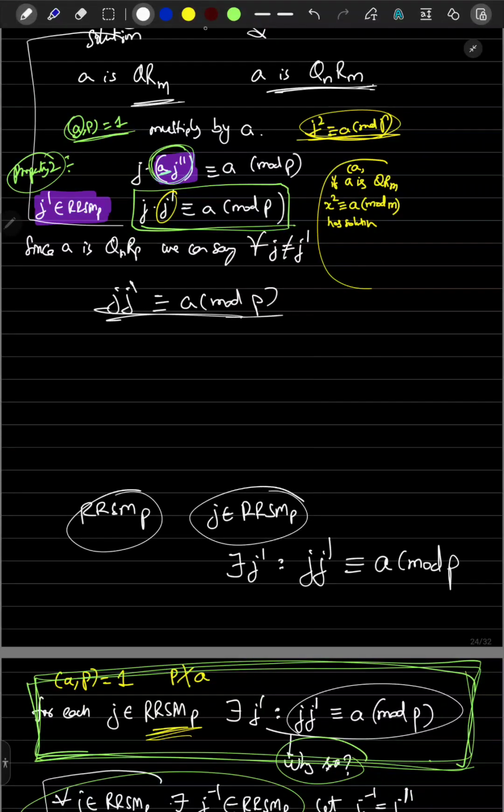Now what I am saying is, since A is a QNR mod P, for all J not equal to J dash. Now you have to ask me why. That's your reason, na? Suppose, let's say just for fun, J equals J dash. We will do it by proof by contradiction. Okay, so this is my statement.